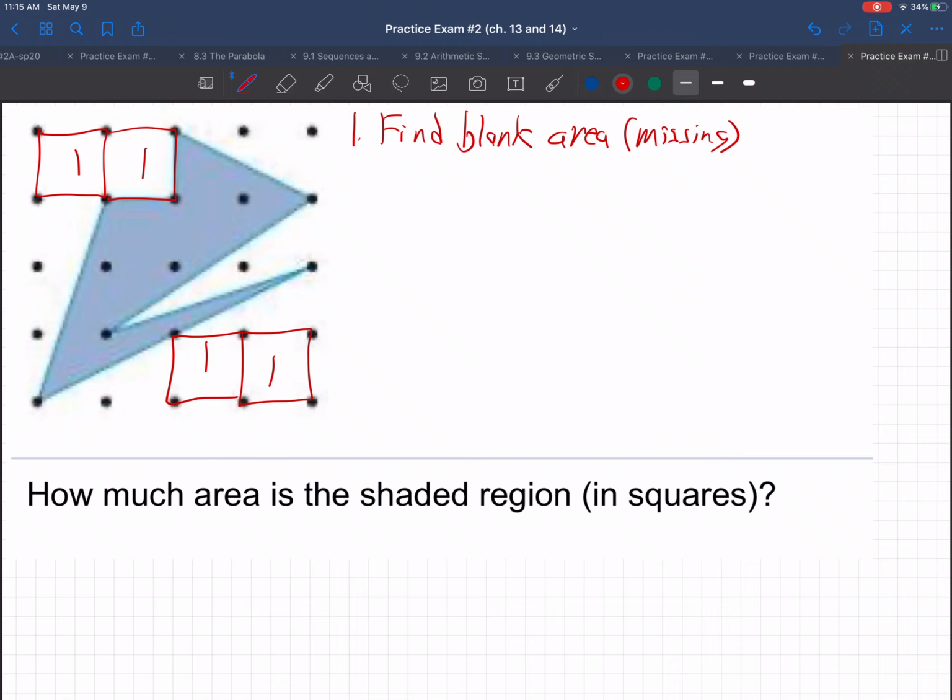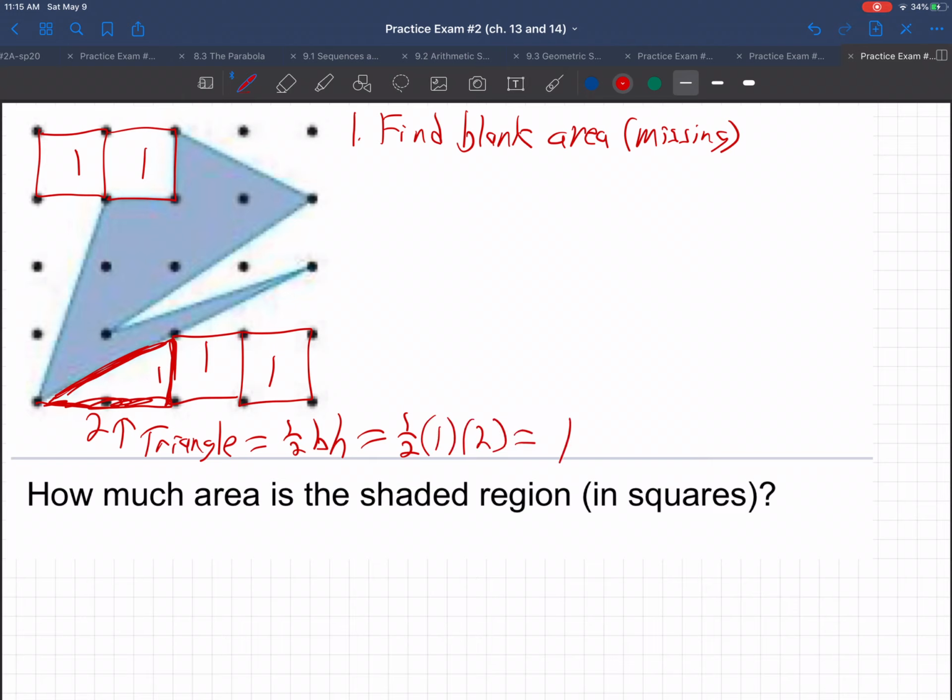So what else? Well, I can do this triangle here. This is a triangle, isn't it? Right, this triangle here. The area of a triangle is a half base times height. This side is 2, this side is 1, right? A half times 1 times 2, which is 1. It's a 2 by 1 triangle. So this, therefore, will be 1 also.